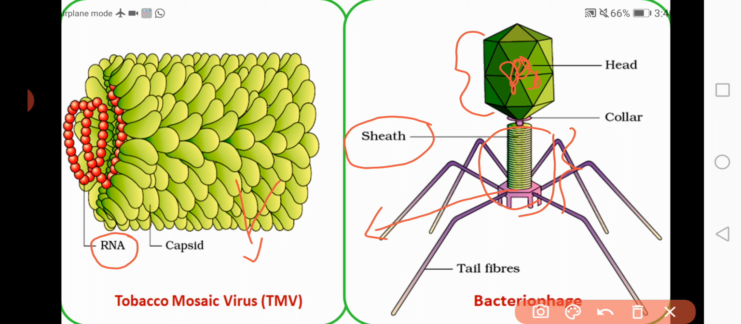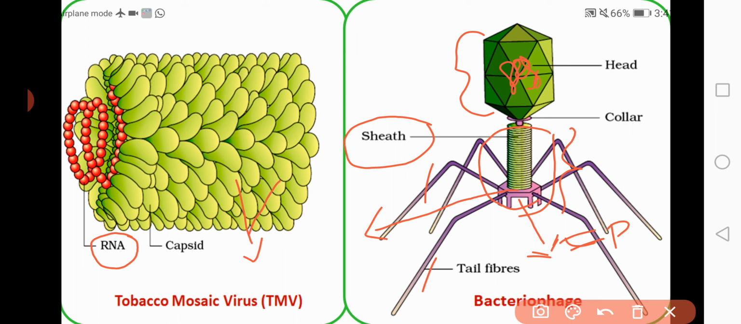So now this is the free end of the tail region, and this free end is attached to the hexagonal structure. It is attached to the plate-like structure and that plate-like structure is called the end plate. It is called the end plate or basal plate. And from the end plate, it contains 6 tail fibers. So these are the tail fibers. So from the end plate, 6 tail fibers are produced.